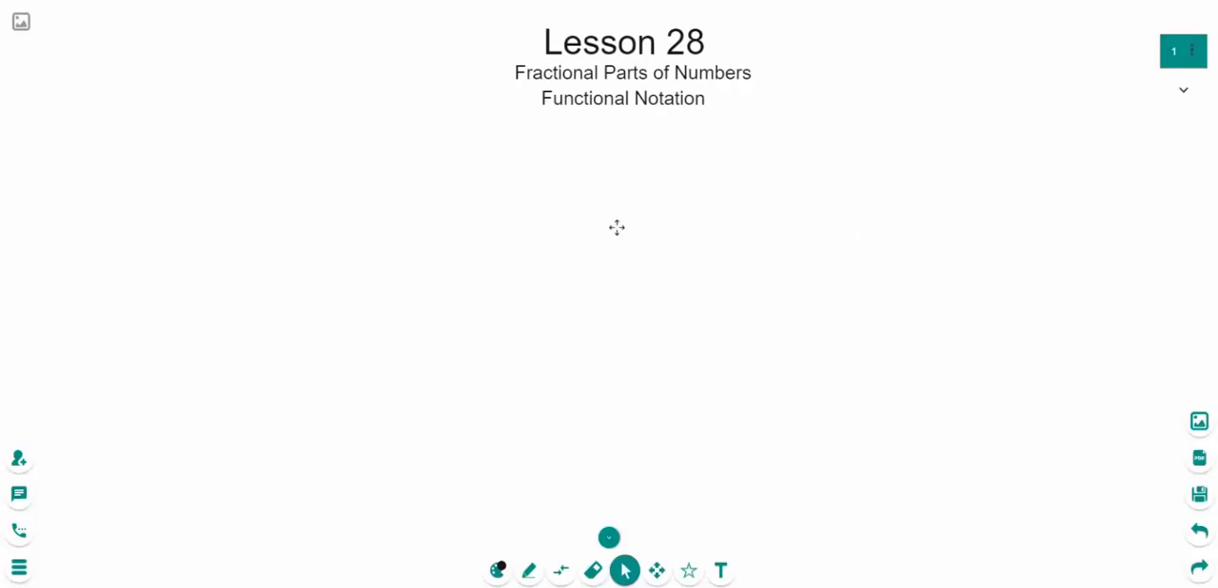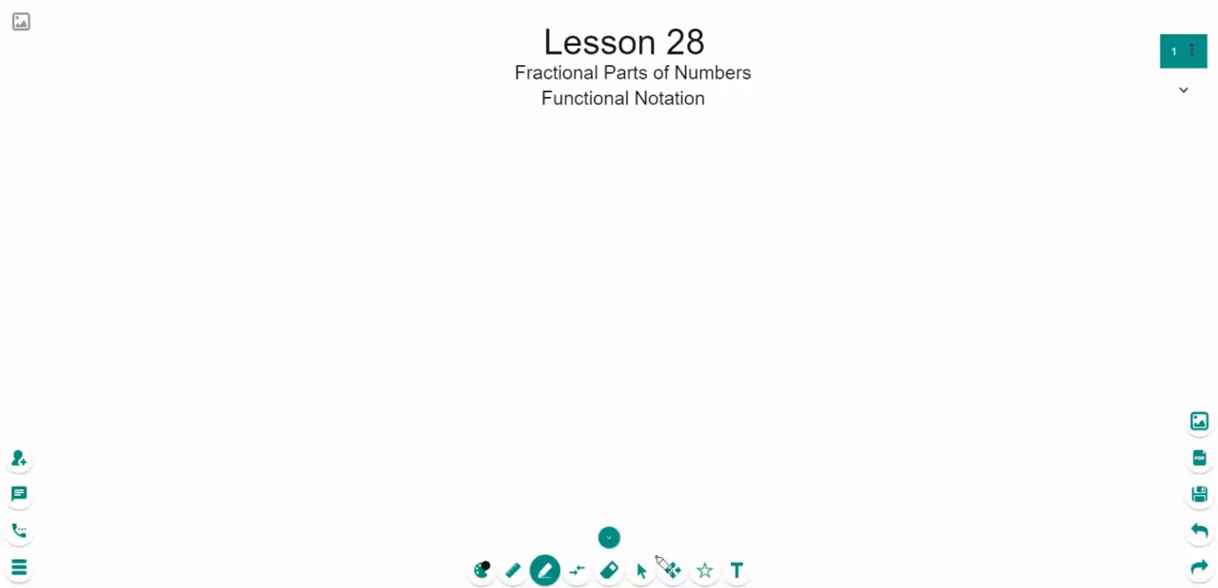So today we're going to be talking about fractional parts of a number and some functional notation. We're kind of starting to get into a couple of newer things here. Let's start with fractional parts of numbers. What we're talking about there is actually just word problems. We haven't done a lot of those yet, so today we're just going to touch on them a little bit, and we're going to look at a couple of different clue words that we'll be using when we solve these word problems.